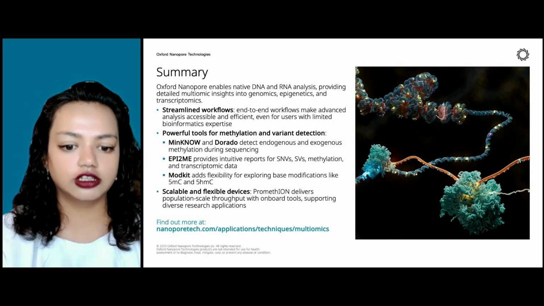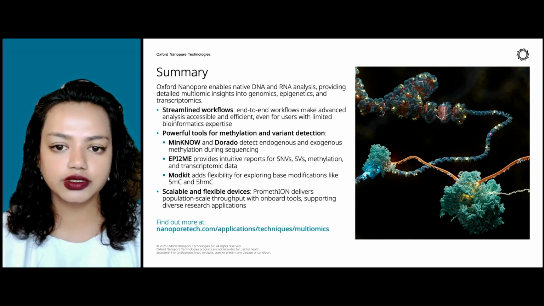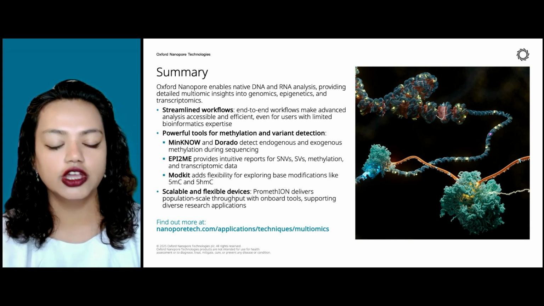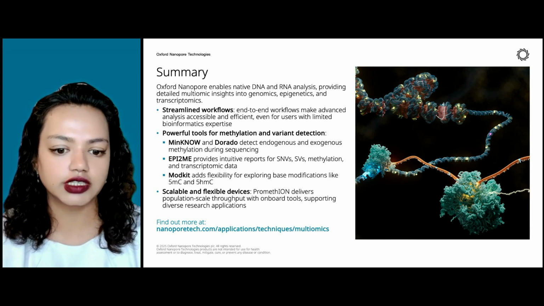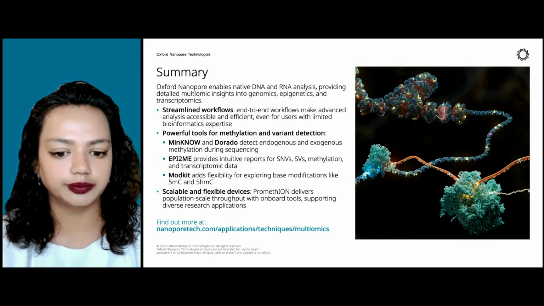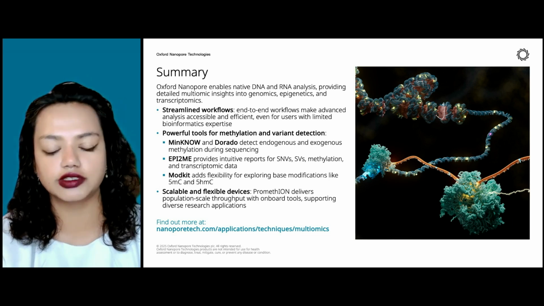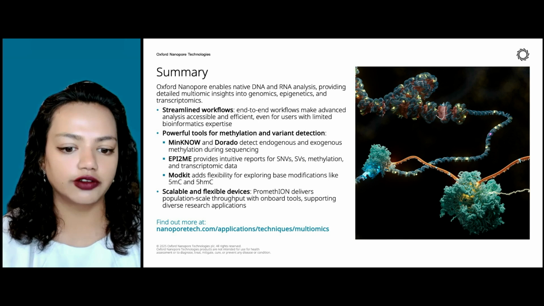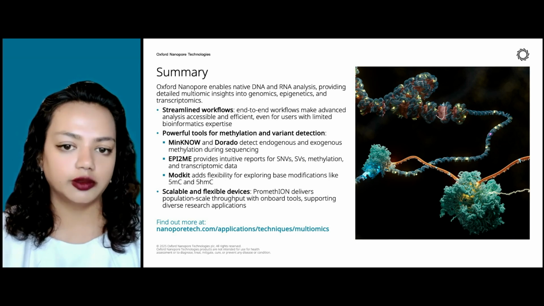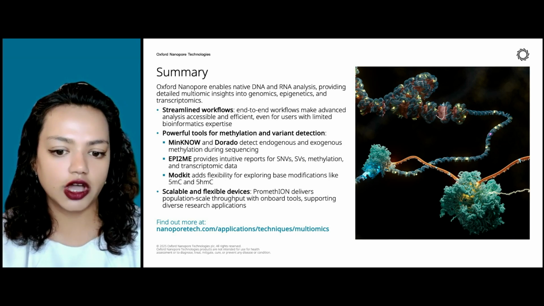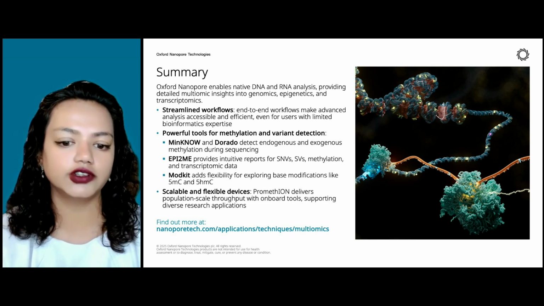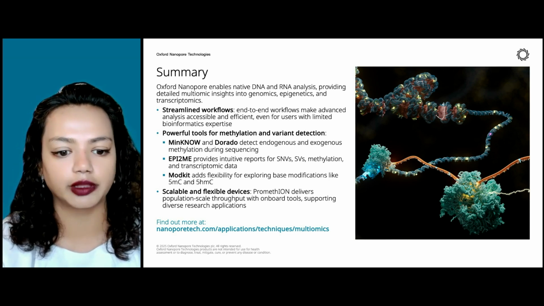And when it comes to methylation and variant detection, we also have powerful tools. We have Minknow and Dorado that help detect both endogenous and exogenous methylation during sequencing, while EPI2ME delivers intuitive reports for single nucleotide variants, structural variants, and transcriptomic data. Additionally, our Modkit gives researchers the flexibility to explore base modifications like 5mC, 5hmC, 6mA, etc. And of course, scalability is a huge priority for us, so our PromethION platform supports population scale throughput with onboard tools, making it a really versatile tool for a wide range of research applications.